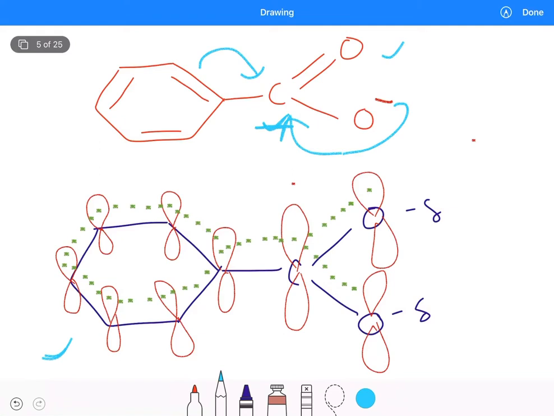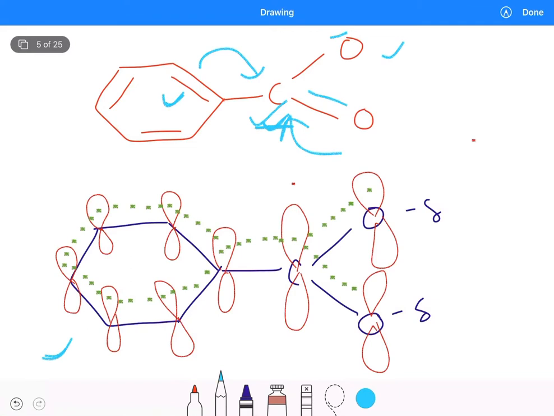Now all p orbitals are parallel or coplanar, so resonance is possible. Means this negative charge can resonate with this carbon, correct? In that case, this bond will break and this bond will form, this minus will go on and it will gain a minus charge. Similarly, this pi bond also participates, and likewise resonance will continue. Means all the pi electrons will rotate among all the atoms.